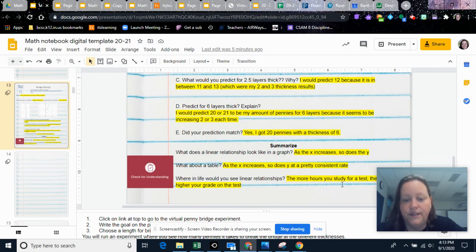And then where in life could you see linear relationships? The more hours you study for a test, the higher grade you could get on a test. So as the hours increase, so could your grade. Again, it's a relationship. It's not a hard and fast rule every time. But for the most part, the longer you study, the better your grade.